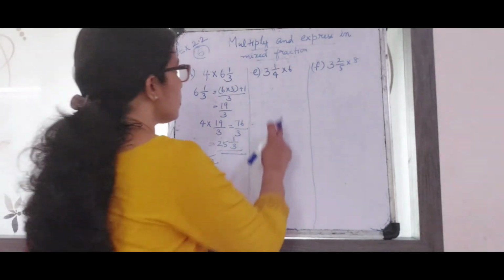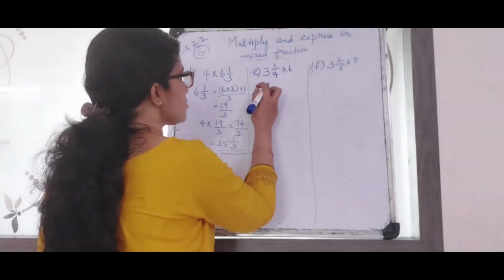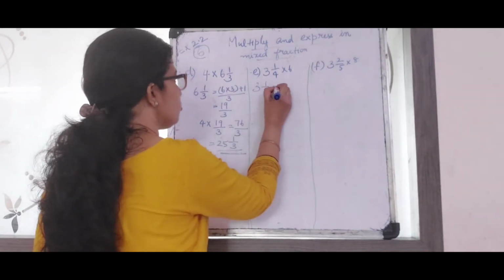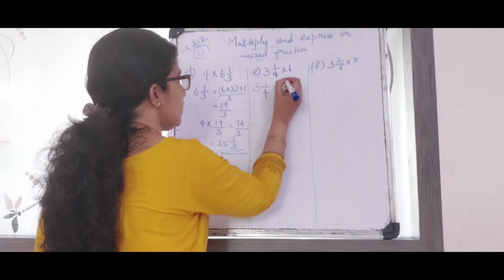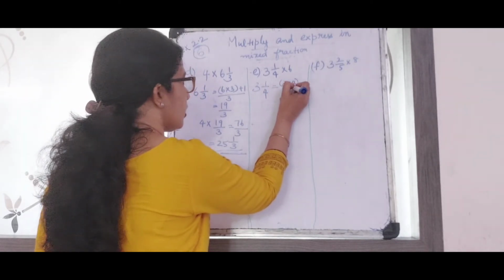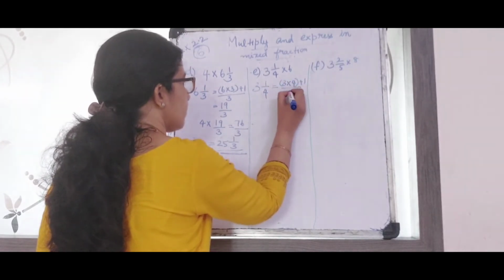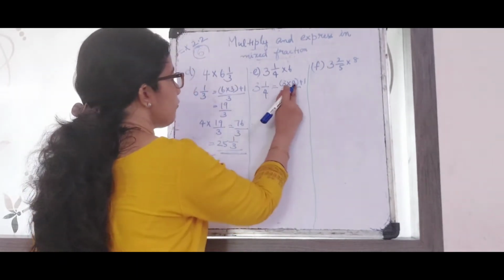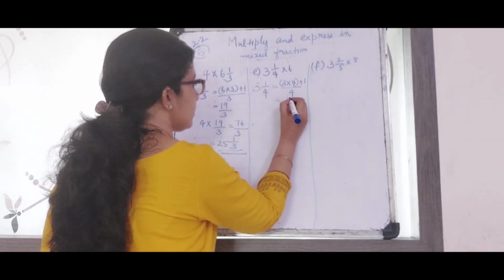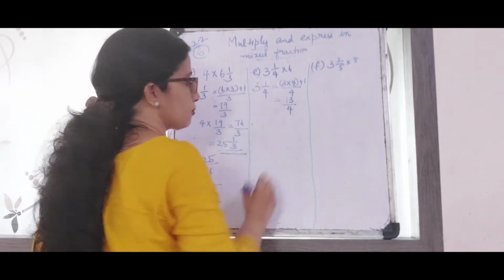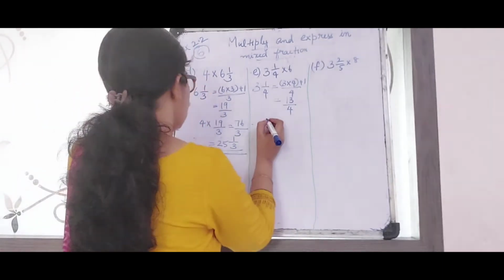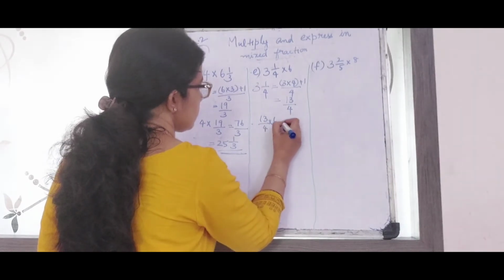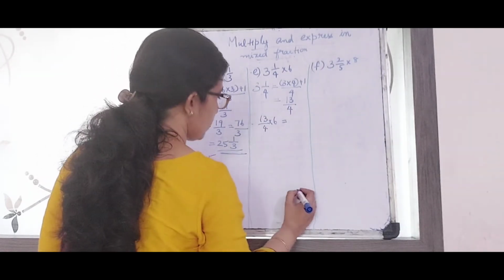Now let's go into the next problem: 3 1 by 4 into 6. So 3 1 by 4 can be converted to improper fraction as 3 into 4 plus 1 divided by 4. Now this can be written as 3 4s are 12, 12 plus 1 is 13, 13 by 4. Now 13 by 4 into 6 is equal to 13 into 6.